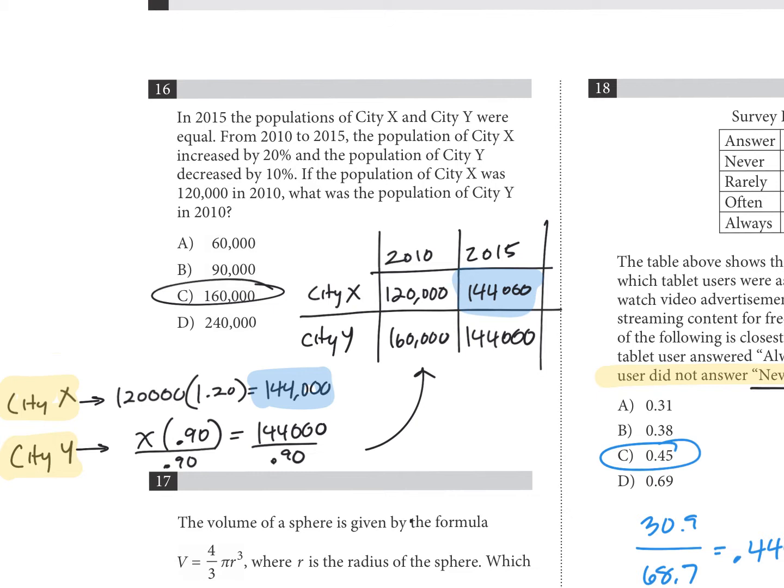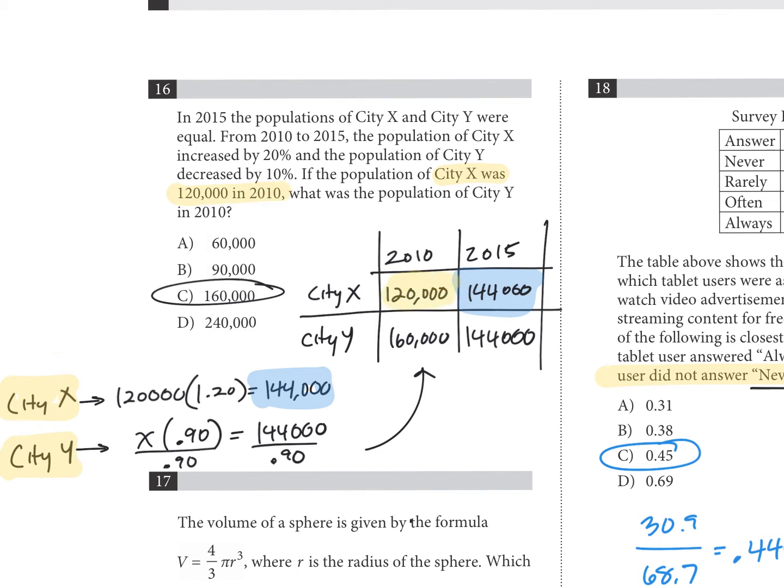So I just made a chart, okay? This is probably the easiest way. I said City X, City Y, 2010, 2015. In 2010, City X was 120,000, so they gave us that bit of information. You had to find the rest of this.